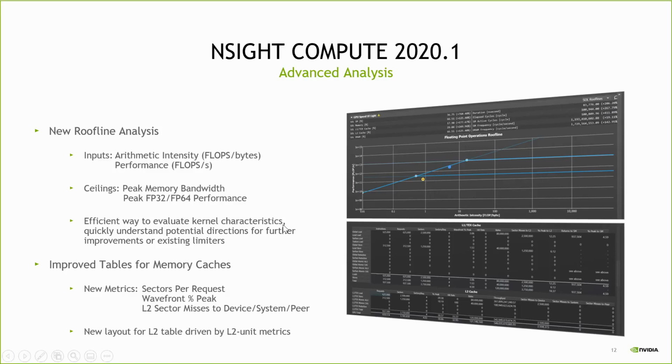We also revamped the memory cache tables. A lot of derived metrics, like sectors per request, for example, are now in the table, and you don't have to calculate it in your head anymore. And we improved there a lot too, to make it as easy as possible to understand what the results are in the report.